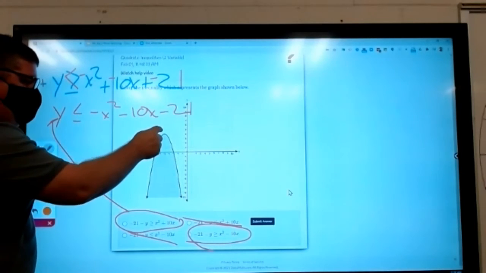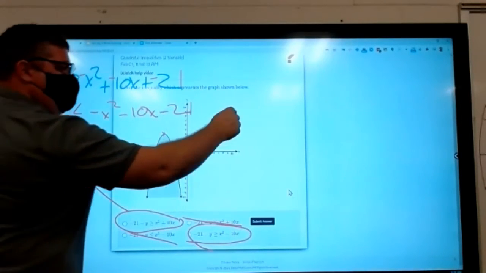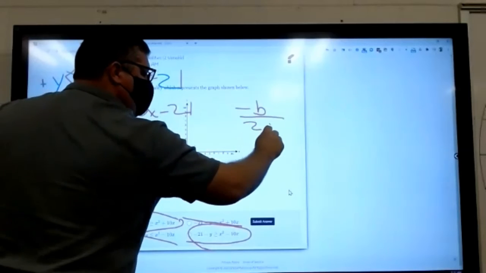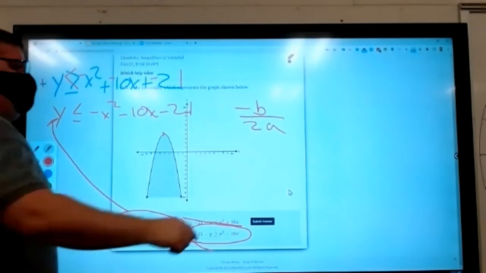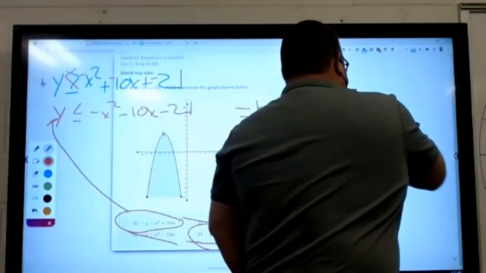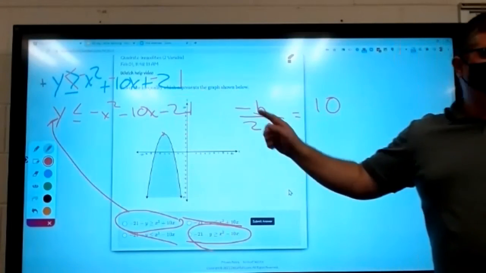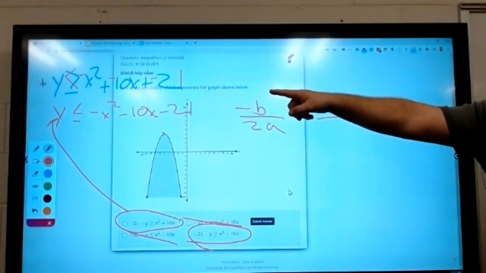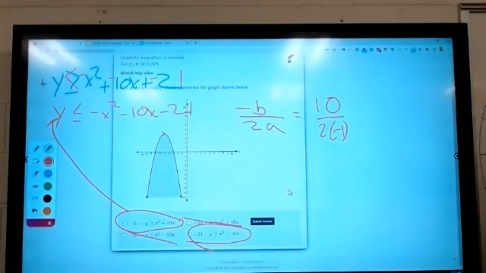Or better yet, is the vertex right here? So how do I find a vertex out of this? How do I find the vertex? Opposite of B over 2A. What's B? -10. So if I put it over here, it's 10. Do you agree? Because opposite of -10. And what's A? -1. 2 times -1. Do you agree? All right, so that makes -5.